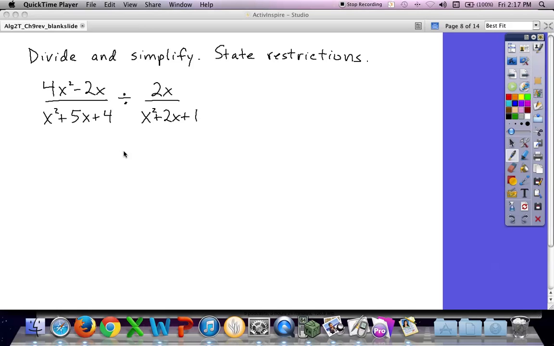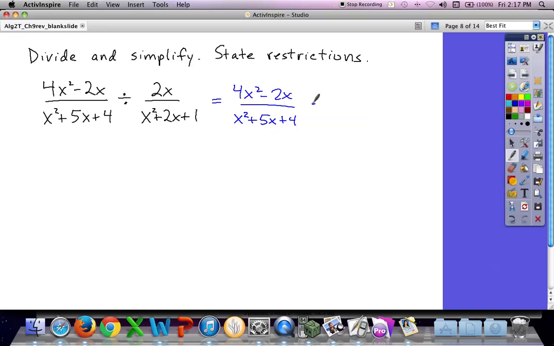Yeah, flip and multiply, right? Dividing by a fraction is like multiplying by the reciprocal. So write it as the flip. And that'll be 4x squared minus 2x, x squared plus 5x plus 4 times, now we'll write the x squared plus 2x plus 1 in the numerator. Okay, and then factor.